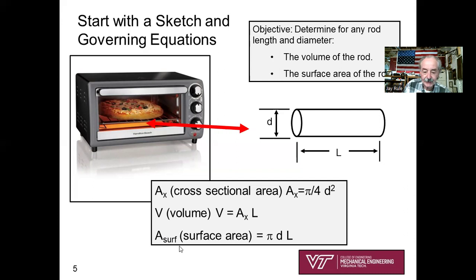Surface area of the rod. Well, let's see. If I get the circumference of the rod times the length, that's going to be the surface area of the rod in, let's say, square millimeters or square centimeters or square meters. The surface area of the rod, of course, will be pi dl. So there's our setup. But I hope that you can imagine that this could be an assignment that you take on as part of a team in a design.